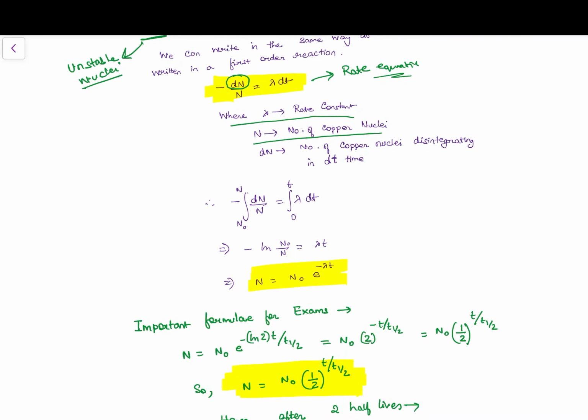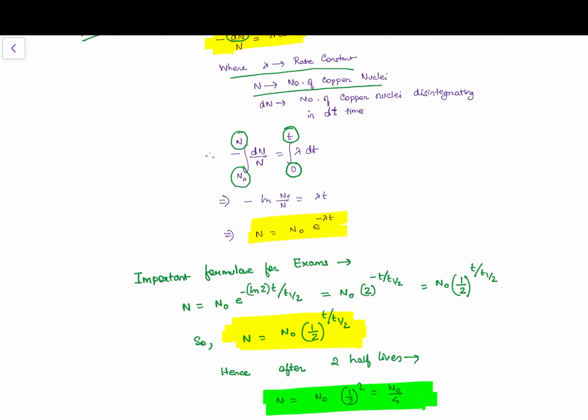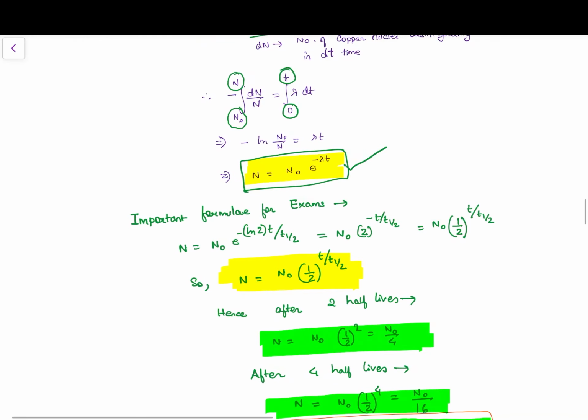Now if we integrate the two terms, that is dN by N from the initial number of copper nuclei to the number of copper nuclei that remain at time t, and dt from 0 to t, we'll get N is equal to N0 e to the power minus lambda t. This is very important for doing problems of radioactive disintegration.